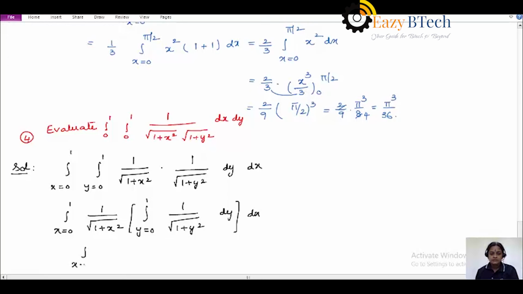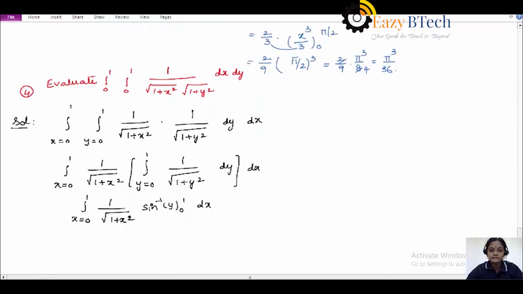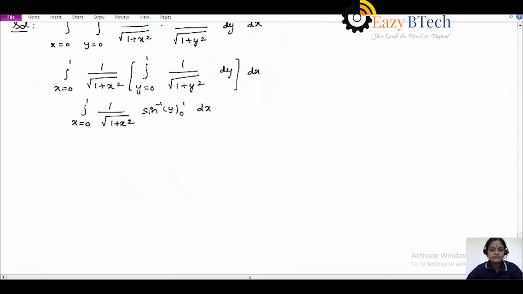Then integral x is equal to 0 to 1, 1 by root of 1 plus x square. Now coming to this integration, that is 1 by root of 1 plus y square, integration is sine inverse y within the limits 0 to 1, into dx. It is the formula, students: 1 by root of 1 plus y square integration is nothing but sine inverse y here. And now applying the limits here, upper limit minus lower limit.